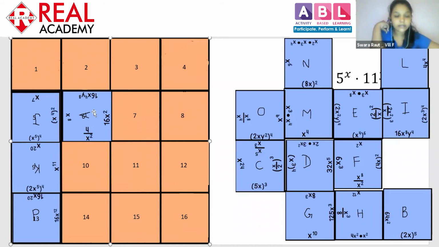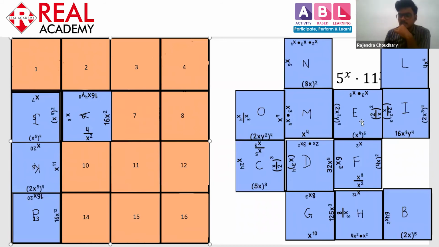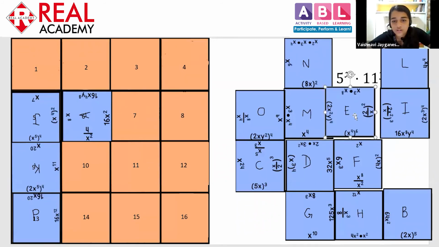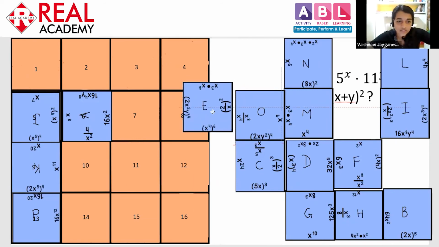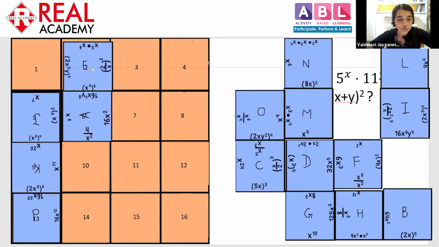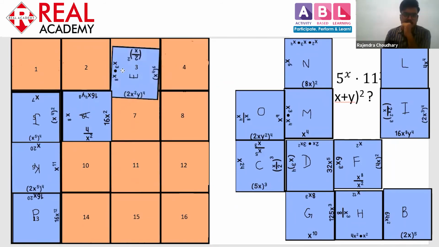Sir, I was just having a doubt. Okay, may I say? Tell me, Vaishnavi. Sir, I think it is the A1, E, yes sir, 2x square y whole 4, where this will come, sir, above 16x, that one in the second. Yes sir, we have to rotate it. One second, let me rotate it. Yes sir, perfect. Are you sure this is the answer? Yes sir, sure.